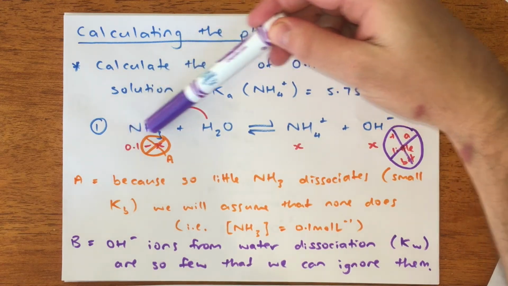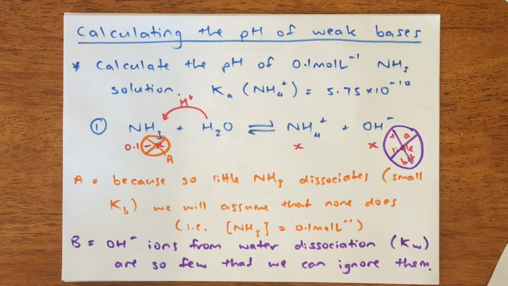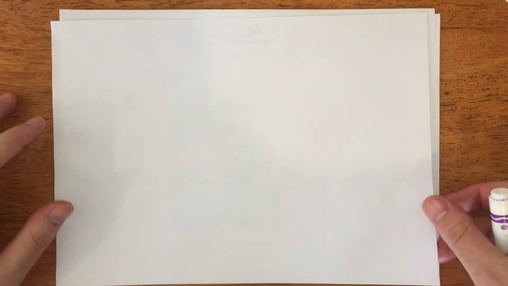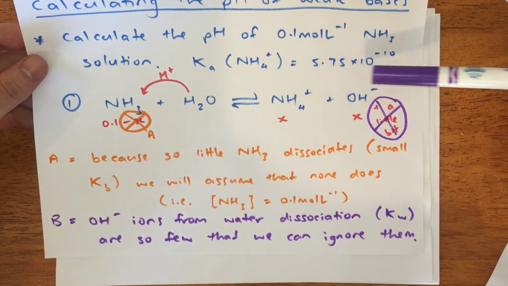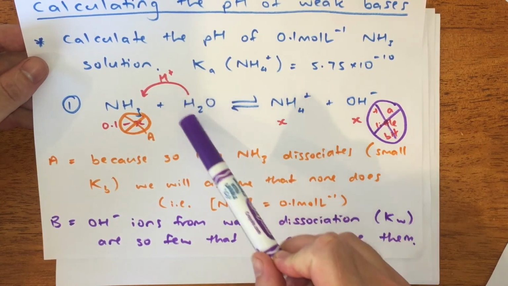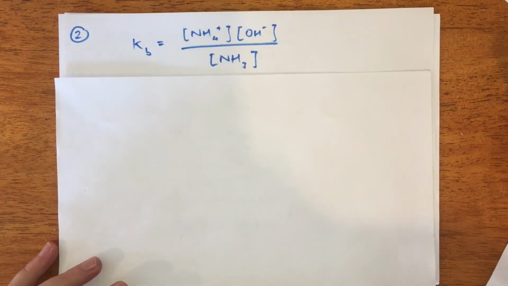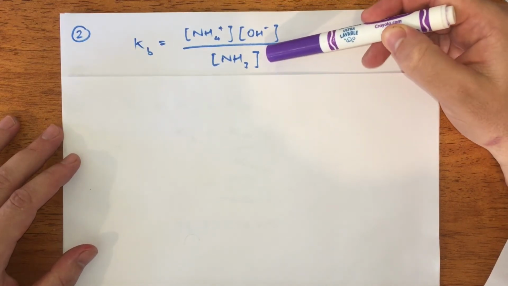So step 1, write our equation, do a bit of thinking about what's going on, and record our assumptions. On to step 2. Step 2 is to write our Kb. So Kb is products over reactants. Just to refresh your memory, our products are NH4+ and OH-. Our reactants are NH3 and water. Water we will exclude because its concentration is so high we can assume it to be constant. So there is our Kb expression there: NH4+ and OH- over NH3.